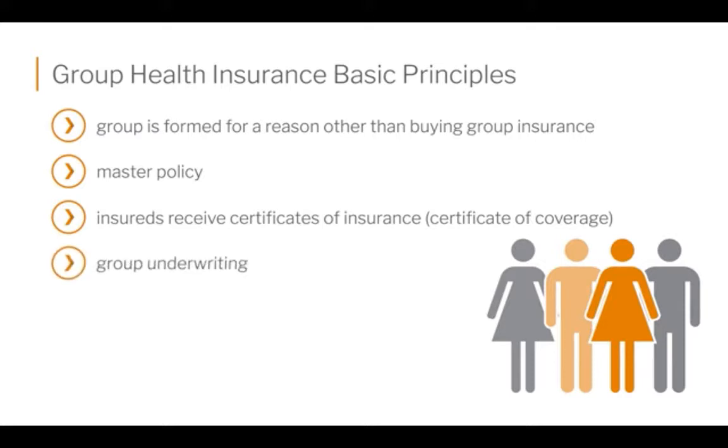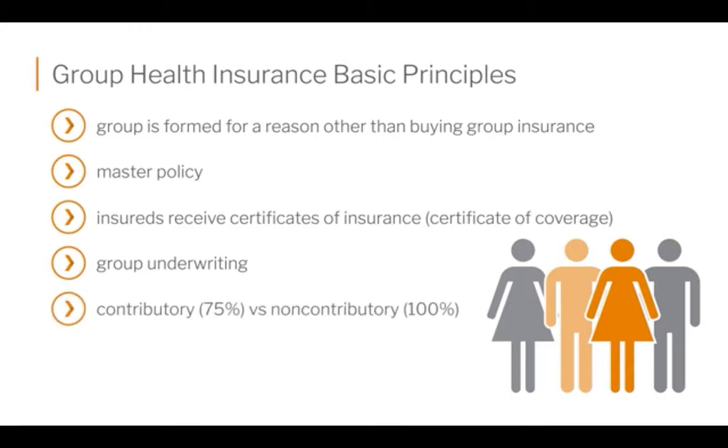It follows group underwriting rules. Group is always going to have a lower premium cost than individual coverage because they can spread the risk out over that larger group of people, that law of large numbers. They like that a lot.